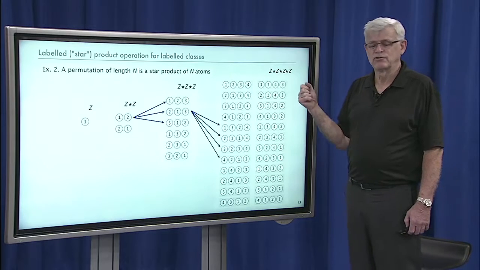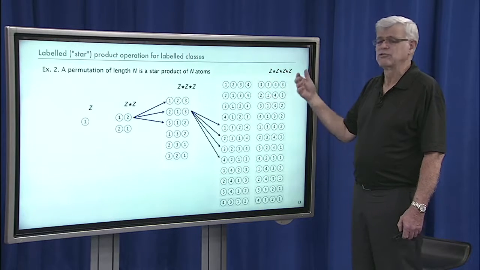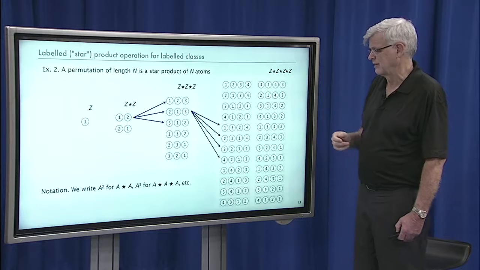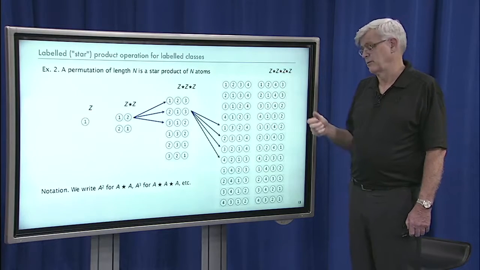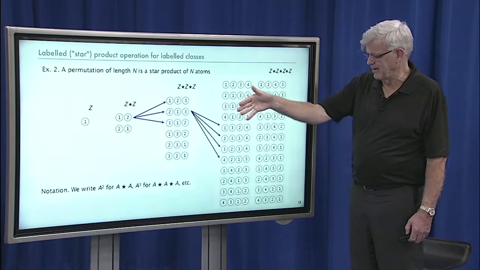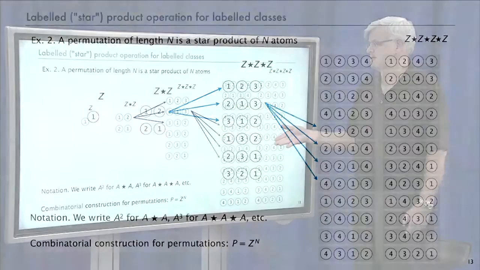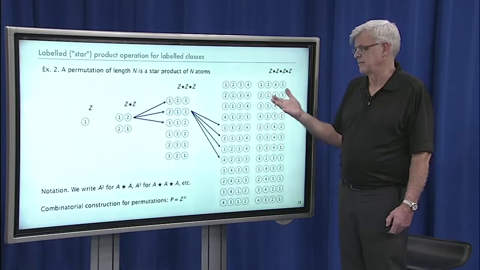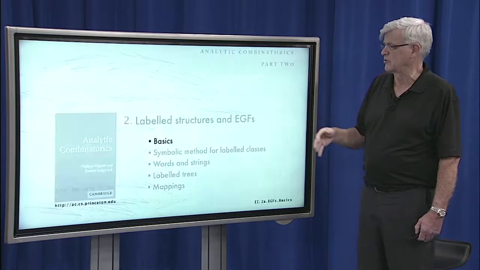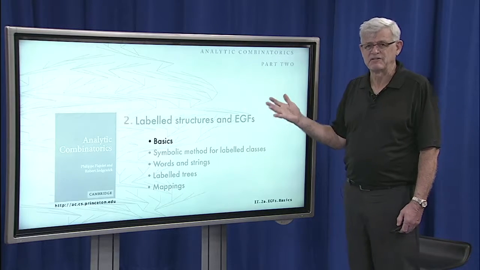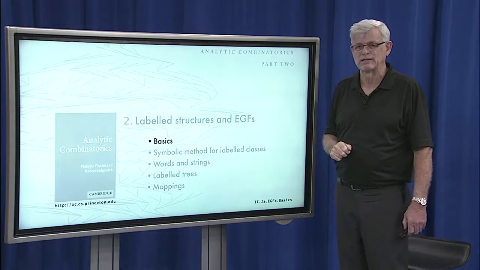So that's a way to specify the set of permutations using the star product operation. And just as with unlabeled classes, we can write A squared for A star A, A cubed for A star A star A, and so forth. And that's a simple example of a combinatorial construction. We say that the permutations of length n are Z to the nth. And we're going to next look at many other examples of combinatorial constructions. But that's the basic operations for constructing labeled classes.